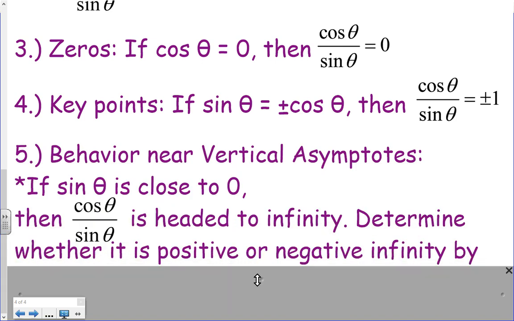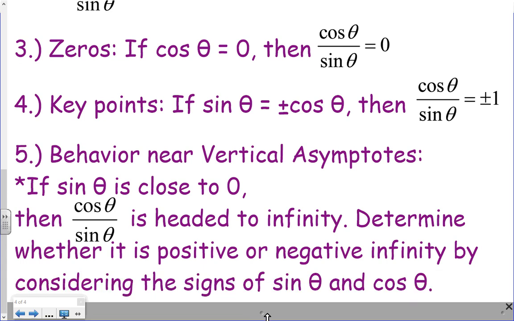All right, let's talk about the behavior around your vertical asymptotes. This is similar to what we just did for the previous one. But if the sine of theta is close to 0, and that's the denominator here, that means the cosine of theta over the sine of theta will be headed towards infinity. And again, that's because you're taking some number divided by a really, really small number, 0.001, 0.0001, and so forth.